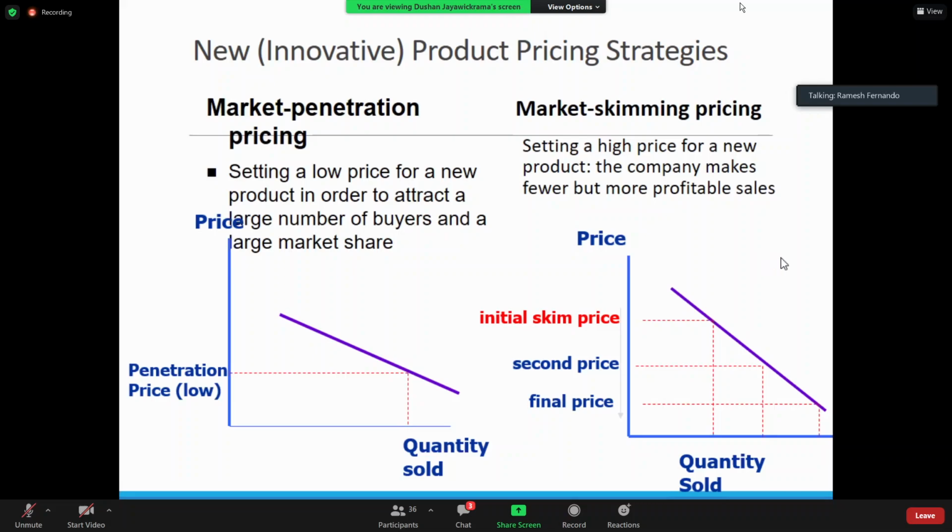So, under market skimming pricing, yes, Ramesh. What would be the lowest price? Is it the break-even point? No. Market skimming or penetration, you're asking? No, I'm asking, sir, when they start from a higher price, then gradually they reduce the price.